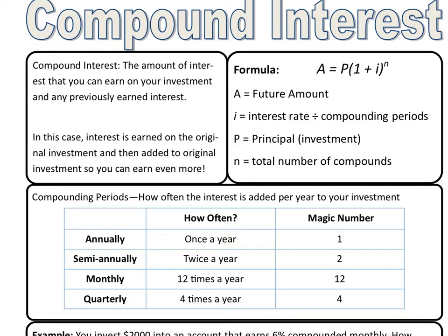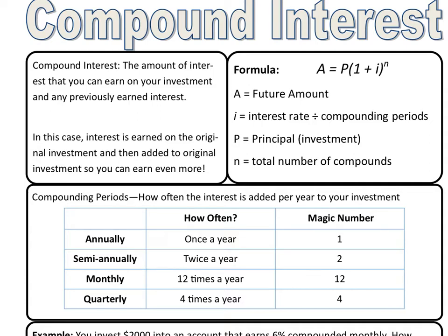So compound interest is the amount of interest you can earn on your investment and any previously earned interest. With simple interest, you only ever earned the interest on your original investment. With compound interest, you basically take the interest that you've earned, add it to the principal, and then you're kind of like starting over every time. So you're always adding the interest in and then recalculating. In this case, interest is earned on the original investment, added to the original investment, and then you can earn even more money. So let's take a look at the formula.